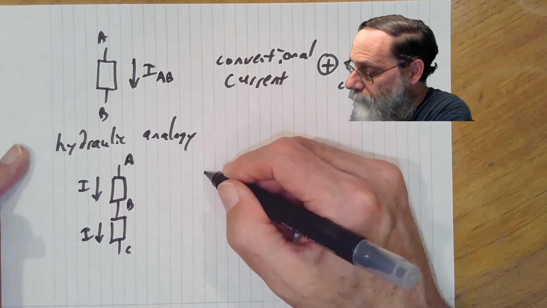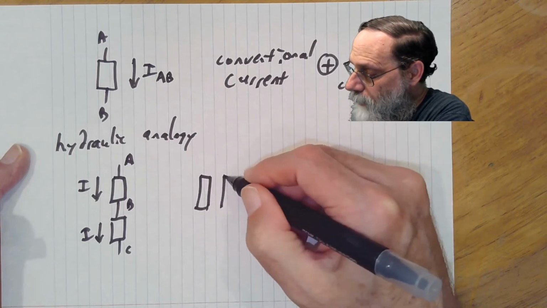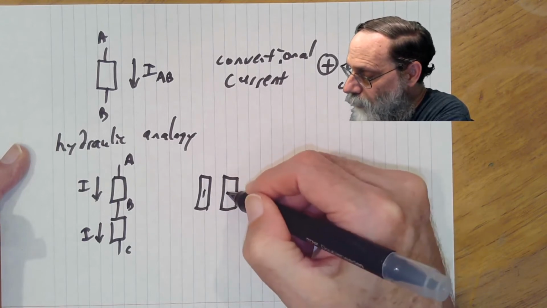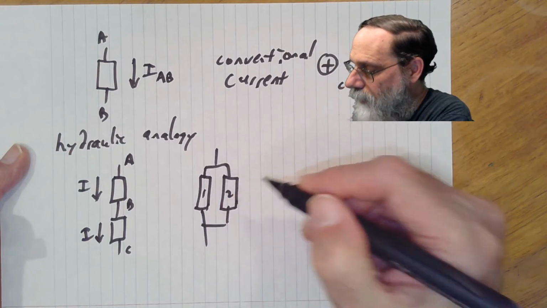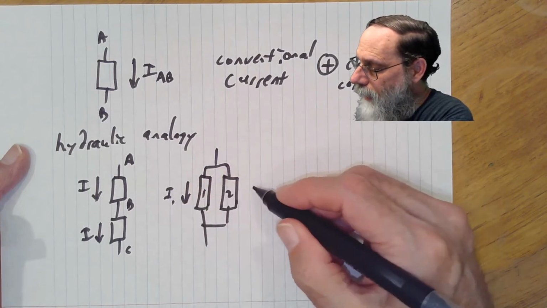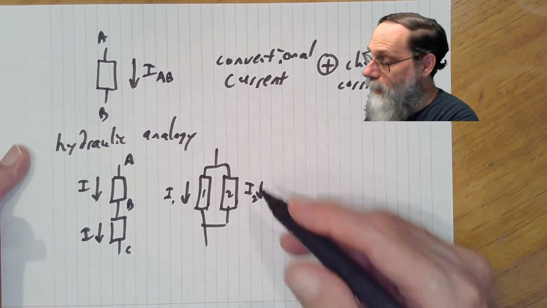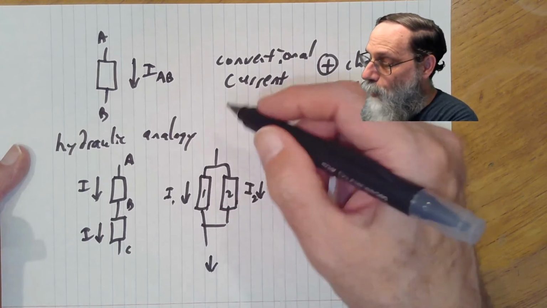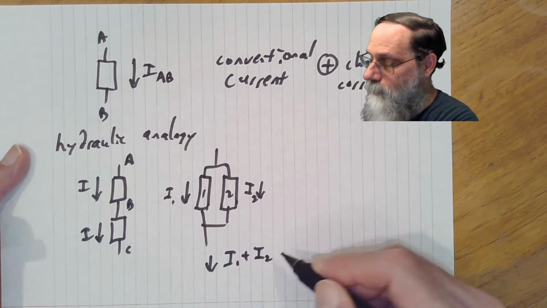Similarly, if we've got two components and we hook them up in parallel, say component 1 and component 2, then the current through component 1 and the current through component 2 are going to add together, and the total flow through this whole thing is I1 plus I2.